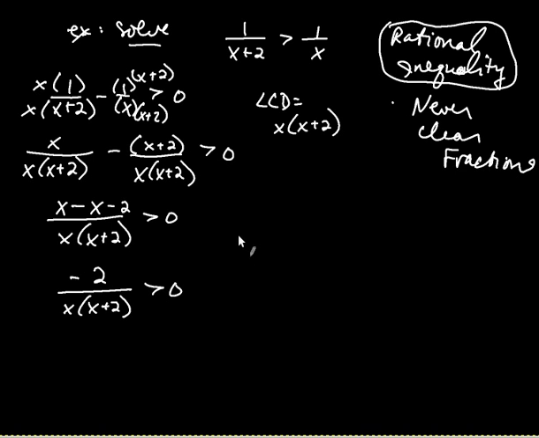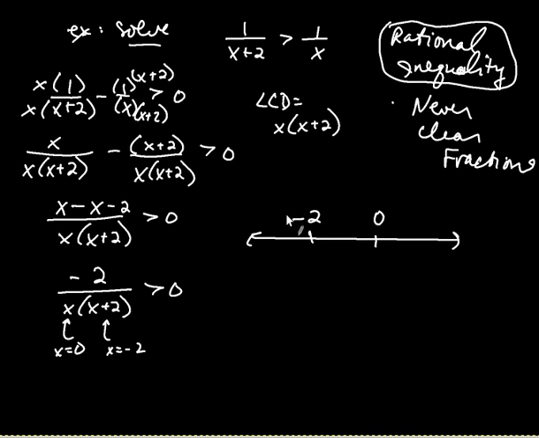Okay, so just like before, what you do is you locate the numbers that cause the factors to be 0. This factor is 0 when x is 0, and this factor is 0 when x is equal to -2. That factor, that is the numerator, is never equal to 0. So I'm going to put -2 and 0 on a number line, just like before. So let's do that. So we've got -2, and we've got 0.